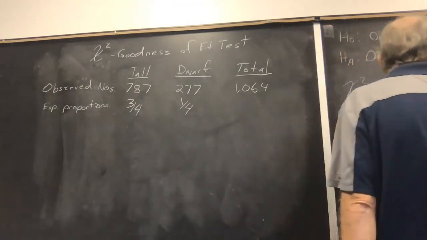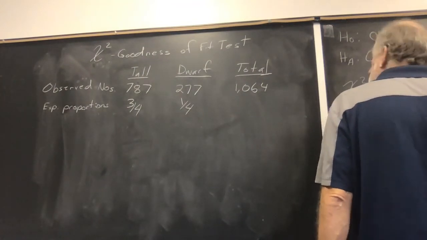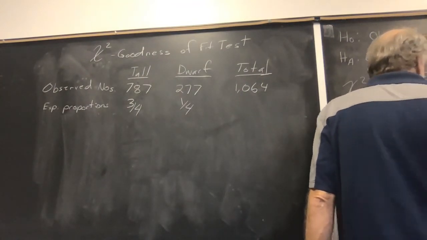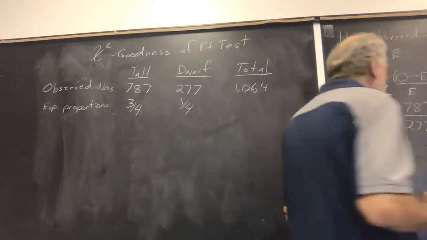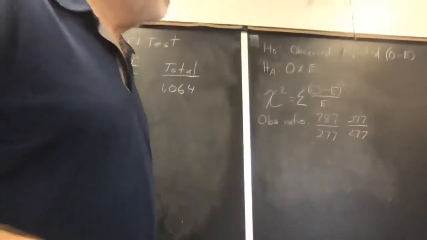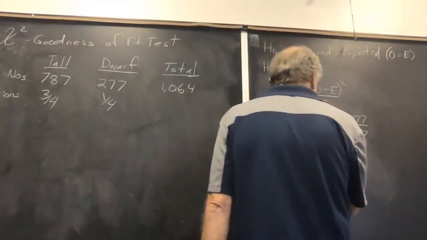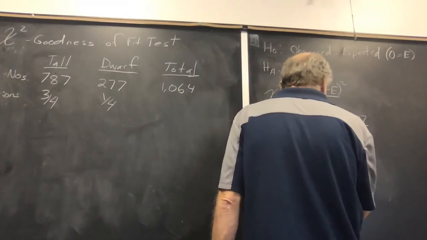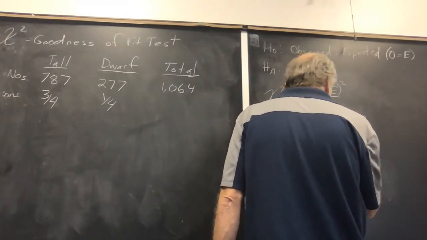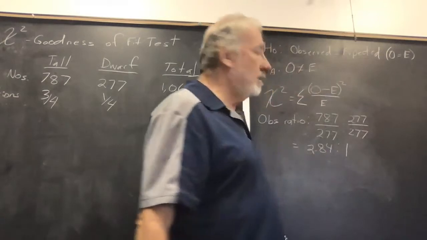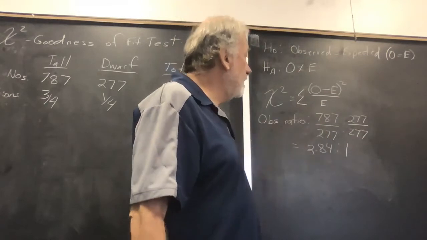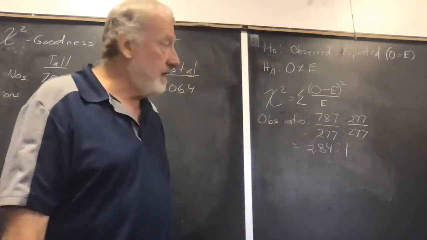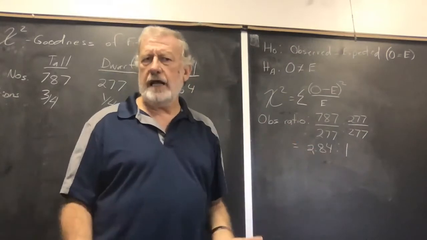That we calculate simply by dividing both numbers by the smaller number, 277, and this gives us a 2.84:1 ratio. The 1, of course, comes from dividing 277 by itself. 277 goes into 787 2.84 times. So you can see this is close to 3:1, but it's not exactly 3:1, right?